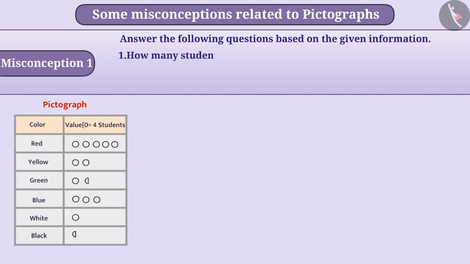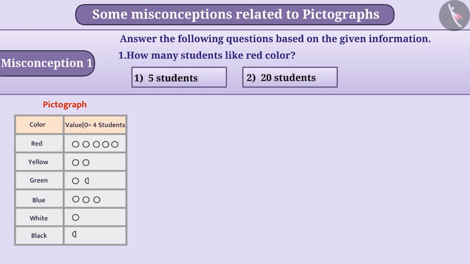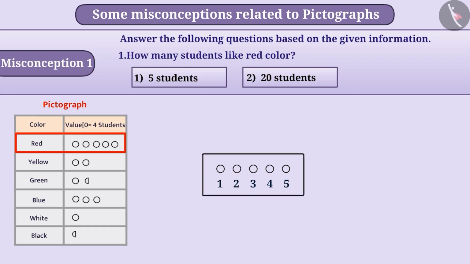1. How many students like red color? Some children do not see the value of the symbol given in the pictograph or ignore it. They do not understand its importance. To find out how many students like red color, children count the number of symbols shown in the row of red color. Here, 5 symbols are shown, so they think that 5 children like red color. Therefore, they give the answer to the question as option 1, which is an incorrect answer.